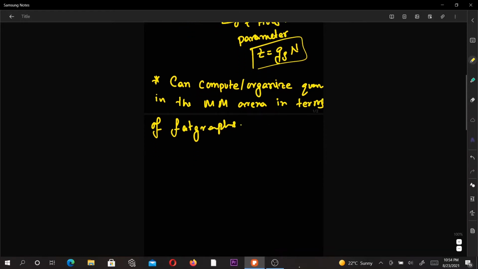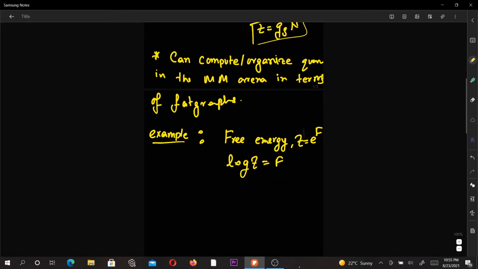So what does that mean? That is, any quantity in the matrix model side, we can have an expression or expansion in terms of fat graphs. That is, we can give them a fat graph representation, any quantity in the matrix model arena. So let's see an example. For example, the free energy, it's something you're familiar with. So its free energy goes like exponential F, or log of Z equals F and so on.